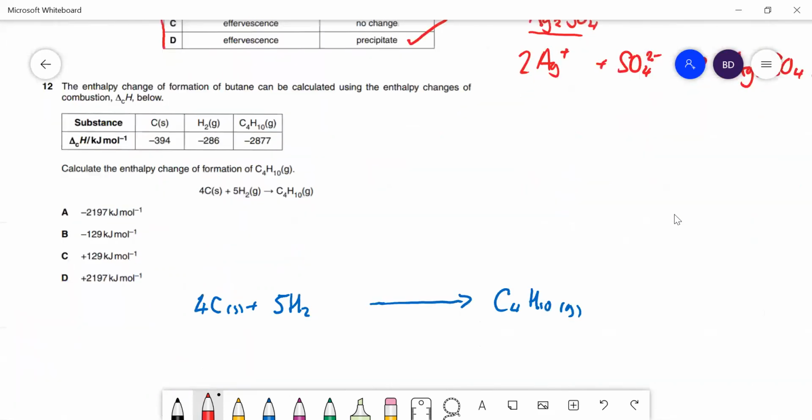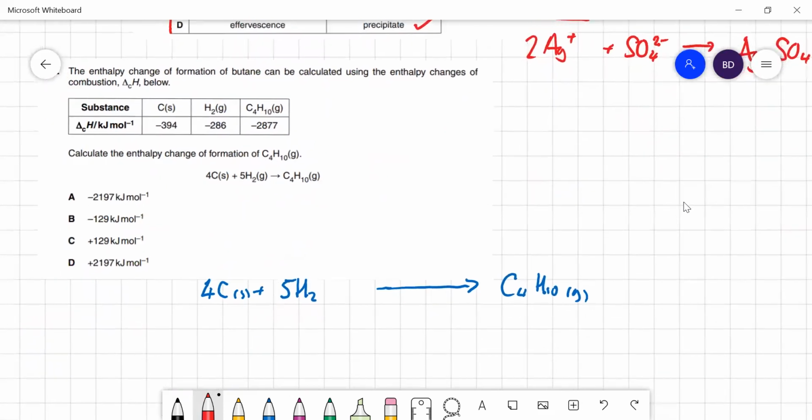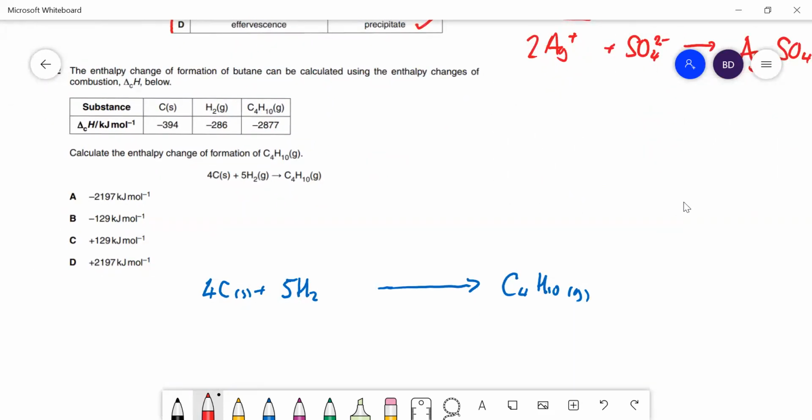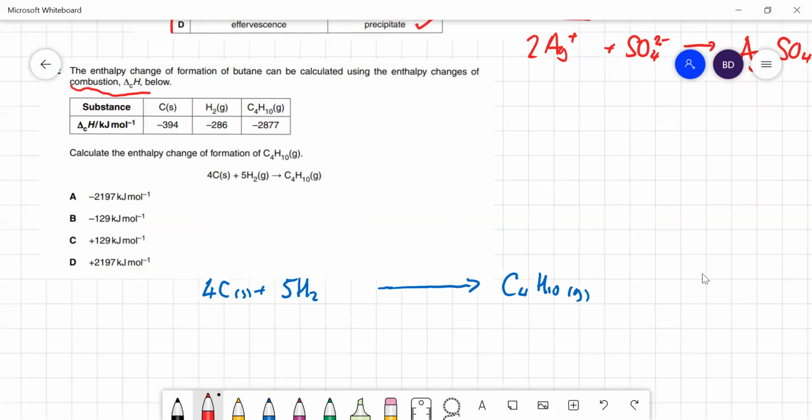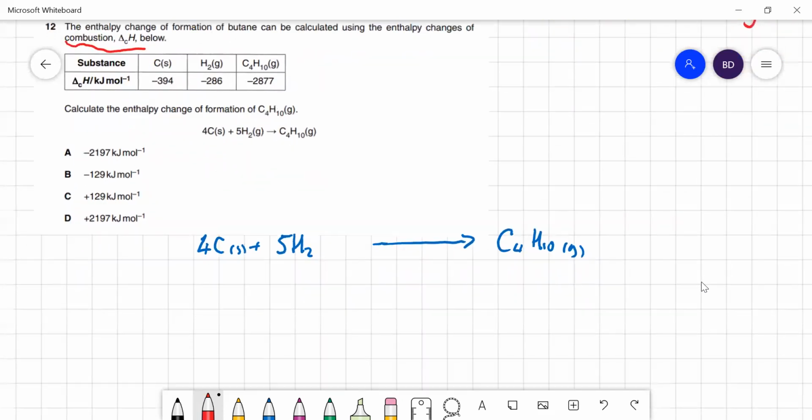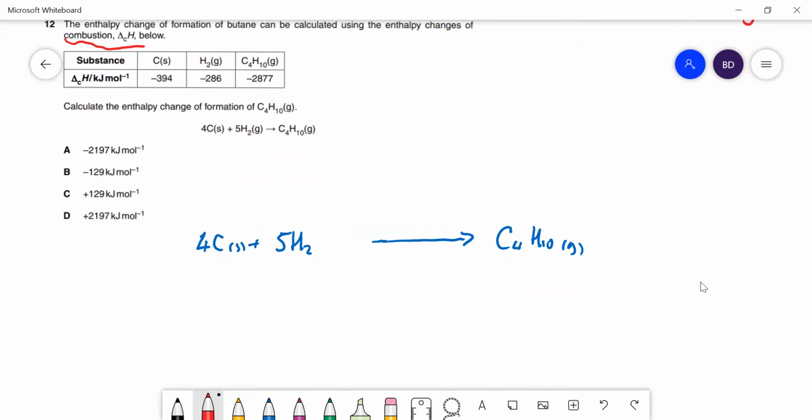Okay, 12. The enthalpy change of formation of butane can be calculated using combustion, the delta H of combustion values. Right, what's the answer there? Now, we're going to use Hess's law for that. Whenever we're given delta H combustion values, the third thing we write down in our Hess's law cycle are the combustion products. So we write down carbon dioxide and water, 5H2O.